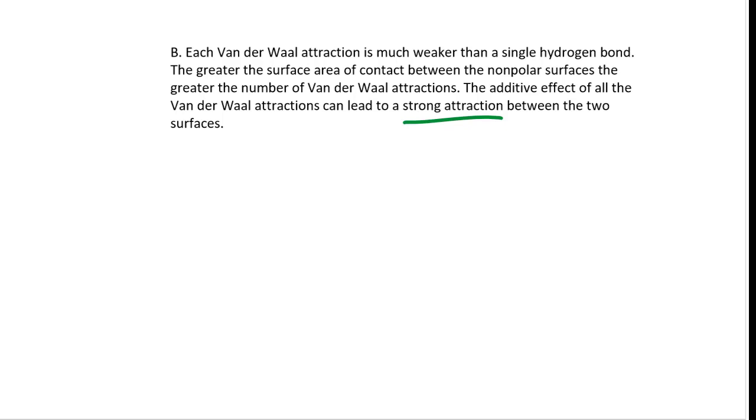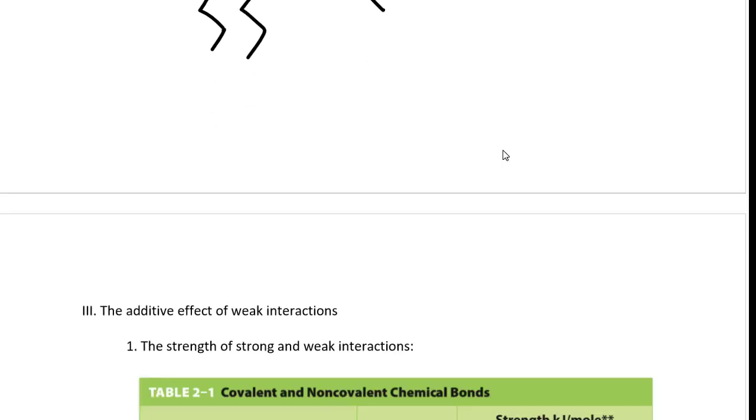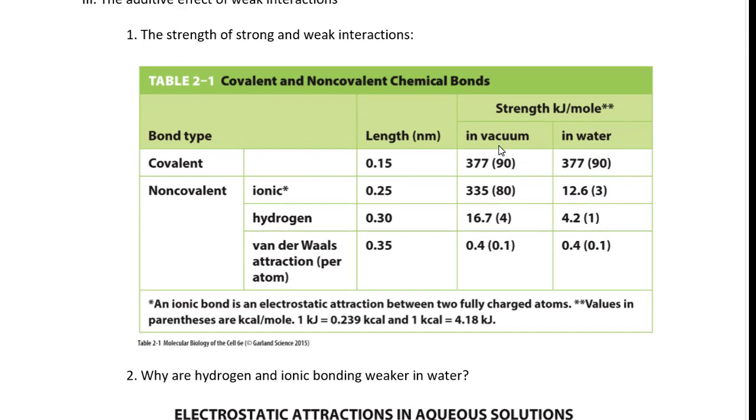For example, hexane. A hexane molecule will have more surface area with another hexane molecule than it would with, let's say, a propane. Right? So as long as the surface area between the two molecules is large enough, the hydrocarbons, you're going to get more of this push back and forth between the electron clouds, creating those partial positive and partial negative charges, leading to these van der Waals interactions. So, the strength of strong and weak interactions here.